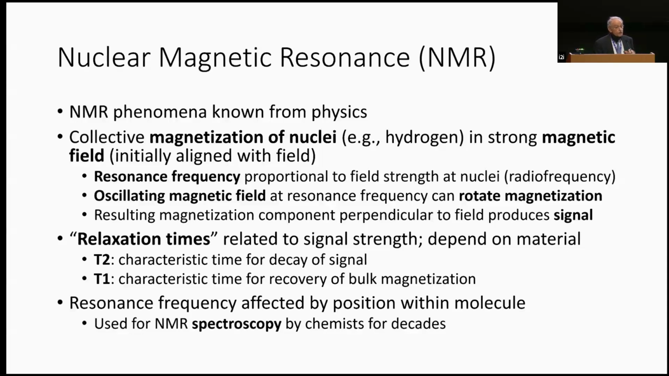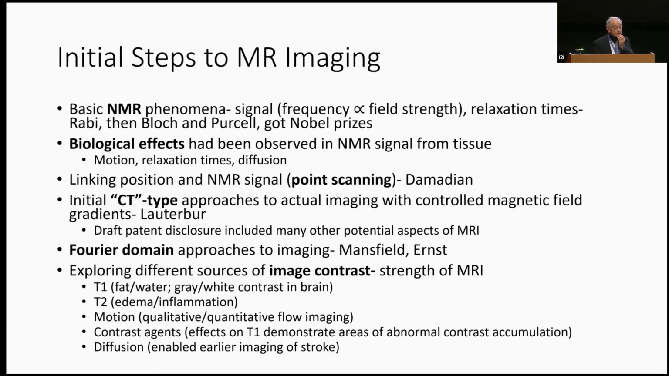Now, these phenomena were well known well before use in imaging. In particular, chemists had taken advantage of the fact that the resonance frequency depends on the field strength at the nucleus, but that's affected by the electron orbitals around it. So we have a so-called chemical shift, which was used for both analytical and structural analyses in chemistry for decades before imaging. So how do we get from there to imaging?